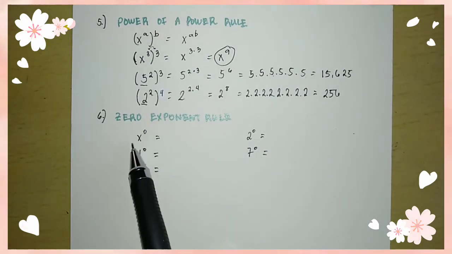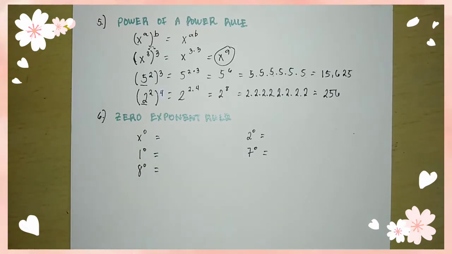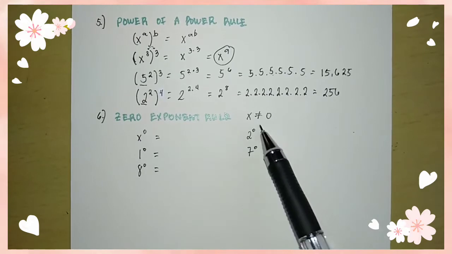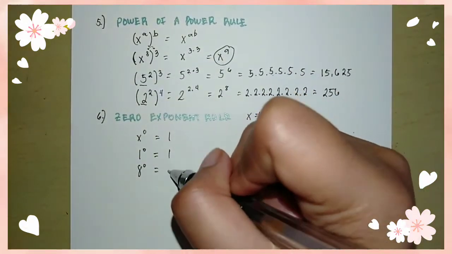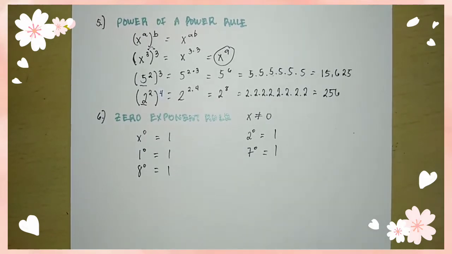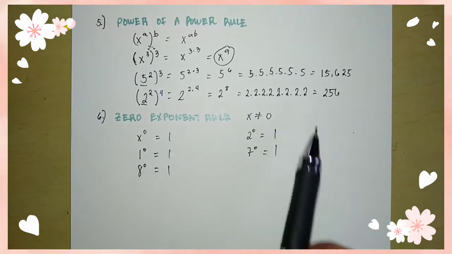Okay? So, like for example, x raised to 0, 1 raised to 0, 8 raised to 0, 2 raised to 0, 7 raised to 0, or kahit anong number raised to 0 is always equal to 1. The base should not be equal to 0. So, whenever na ang exponent nyo ay 0, ayan, the answer is always equal to 1. Okay? So, hindi na natin pa kailangang i-further explain. Basta, pag nakita nyo sa mga exam nyo or sa mga assignment o sasagutan nyo na yung exponent ng number nyo is equal to 0, it is always equal to 1.